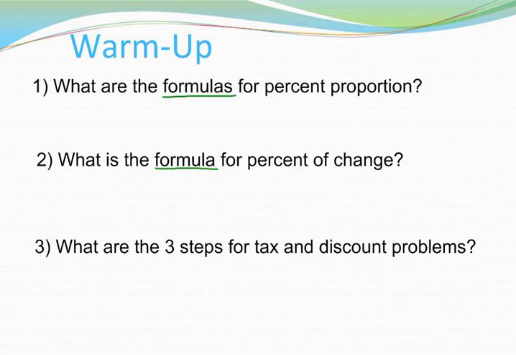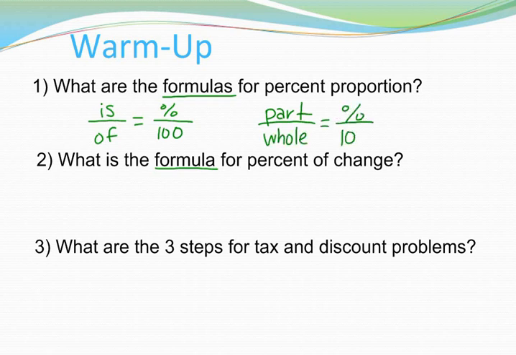Number 1 says, what are the formulas for percent proportion? There are 2 of them. We have is over of equals percent over 100. This works for the one-liners. And we have part over whole equals percent over 100. And this one works when you're dealing with word problems. You have to identify which it's the part or the whole.